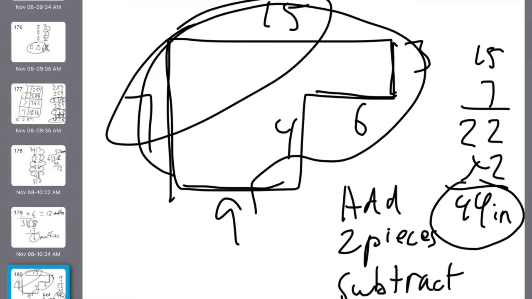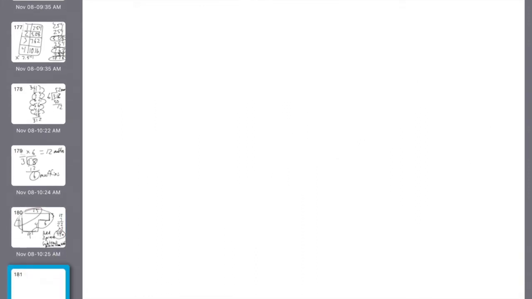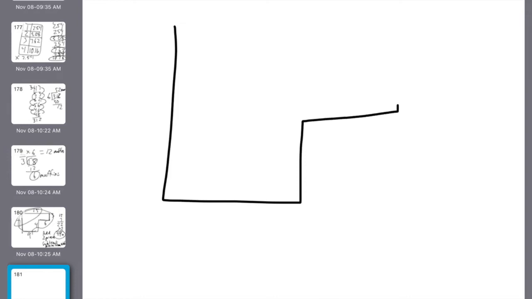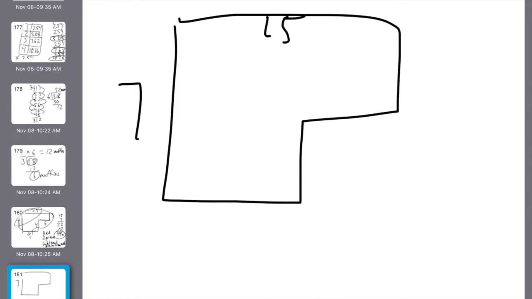I'll just write that, add the 2 pieces. The other one is subtract the 2. Subtract, maybe you want to say subtract piece from the whole. I'm not going to be able to fit the word whole in here, from the whole. Okay, so I'll show you this now. I'm going to put it on a new screen for us.